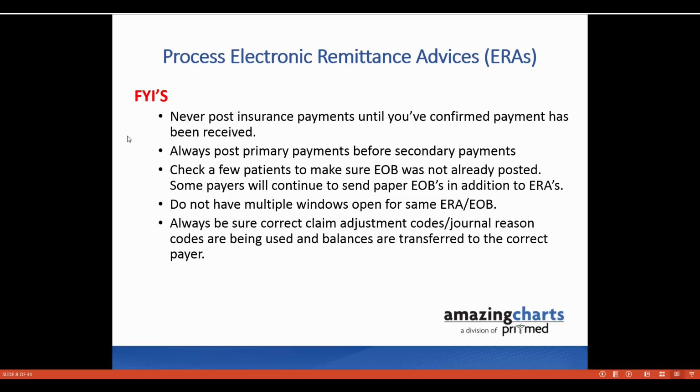You want to make sure that you're always posting primary payments before secondary payments, because depending on how often you post, it is very possible that you could get both primary and secondaries under the pending EOB section. So you want to make sure that you're posting everything in the right order. Also, I say to get in the habit of checking a few patients on the EOB to make sure that they weren't already posted. Some payers, even though they send electronic remittances, will continue to send paper EOBs as well.